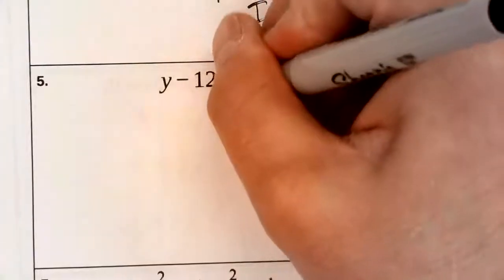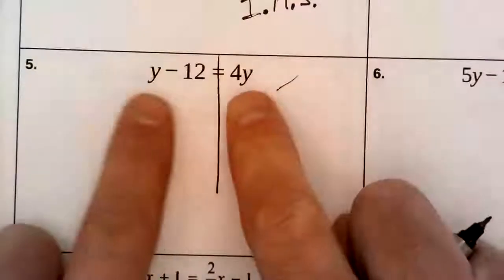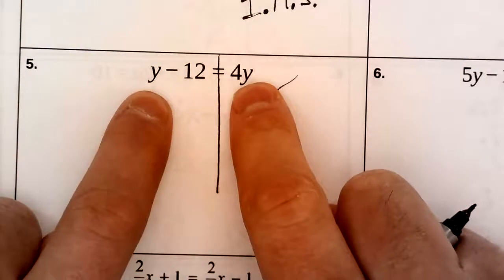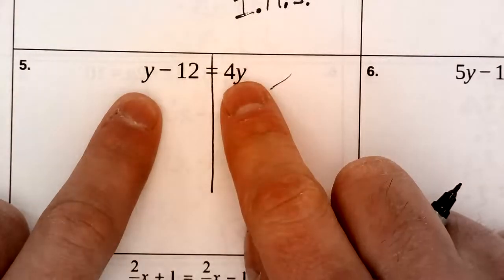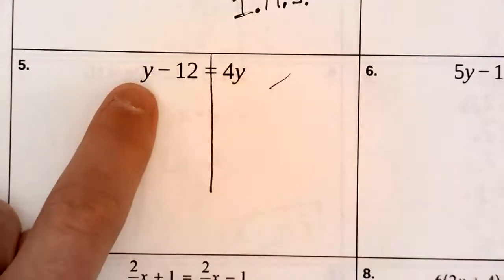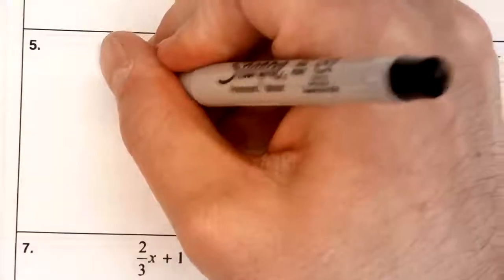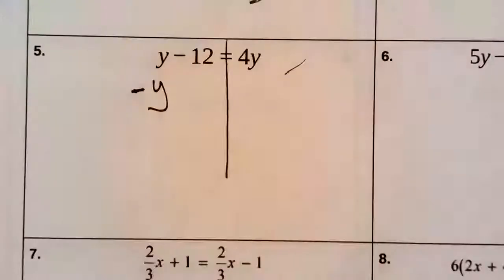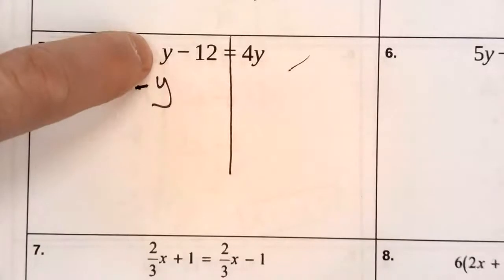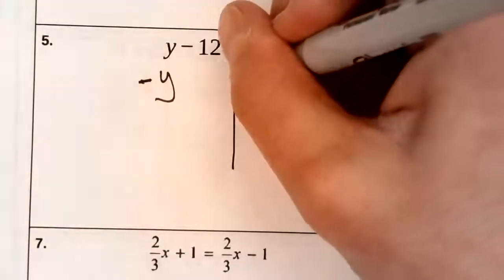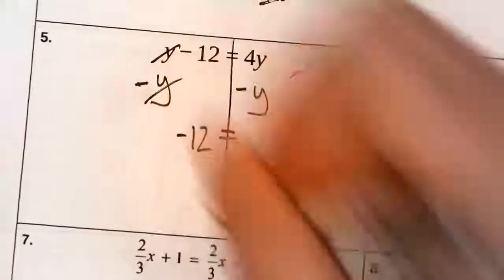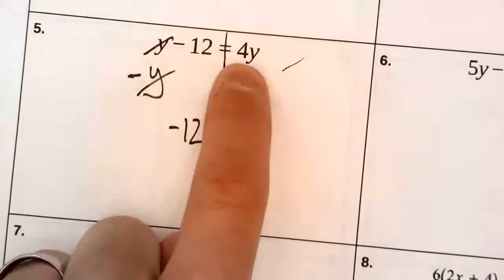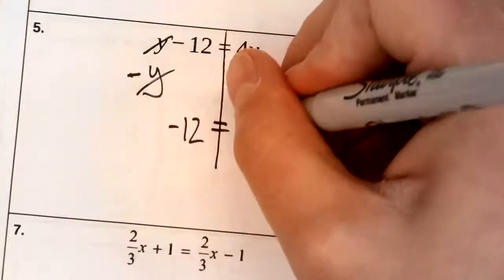Split the equation in half. There's a variable on both sides. I don't like that, and I want to fix it. So let's cancel out this y term. Let's subtract 1y from both sides. I'm subtracting because that's a positive y, and the opposite of positive y is subtraction. On the left side, I have a cancel. Carry down the negative 12. On the right side, 4y minus 1y is 3y.